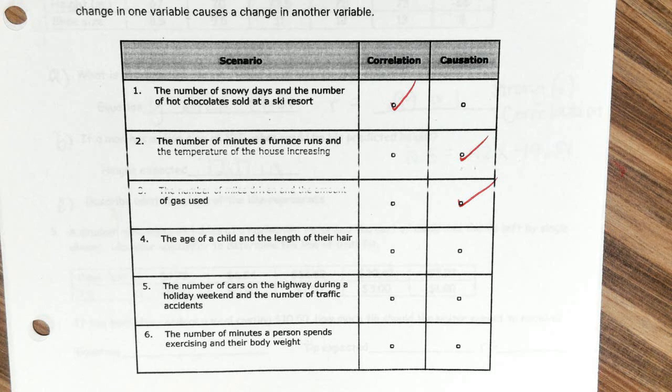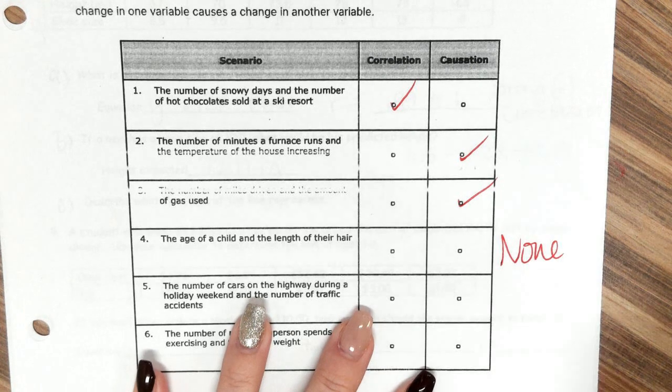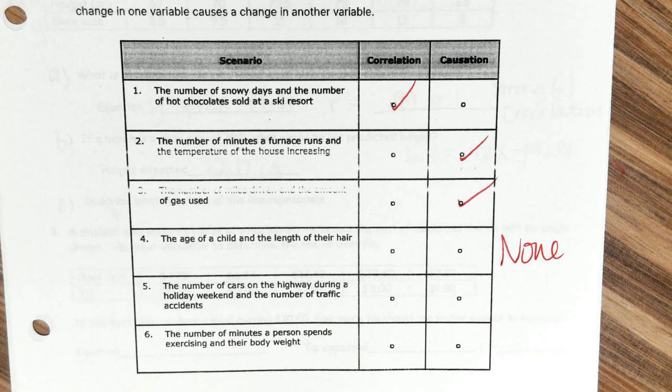Number 4, the age of a child and the length of their hair. It's a trick question. None. Neither. This is like, I want to know your height and your grade in my class. There's no relationship at all, right?